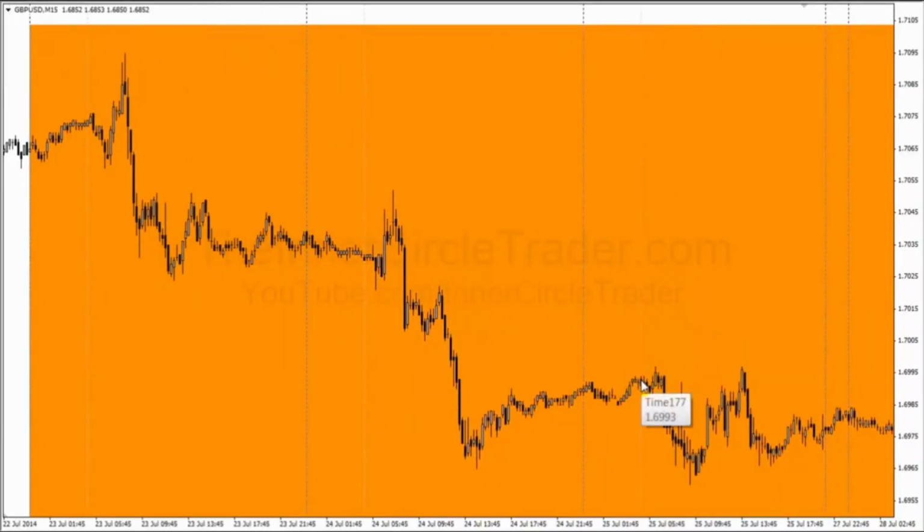Here is the opening price. Very modest little move above it. Doesn't matter. It's all you need. Sell it. Down move.